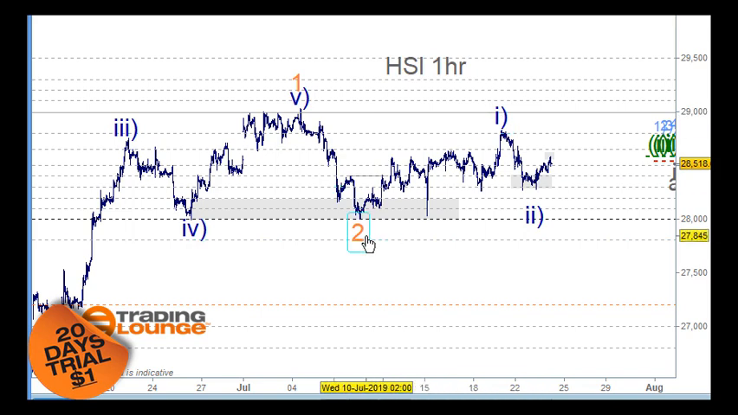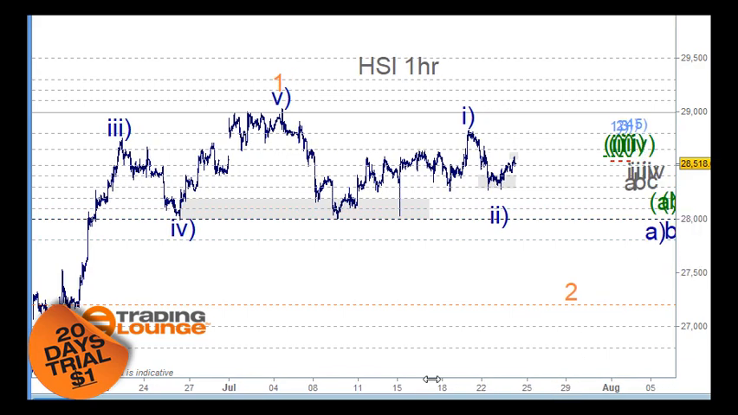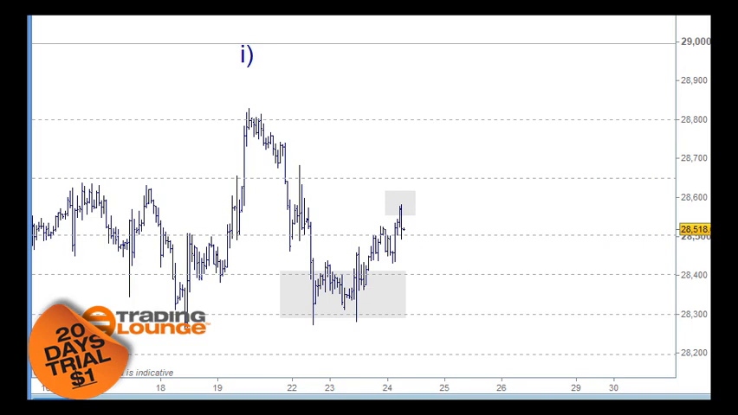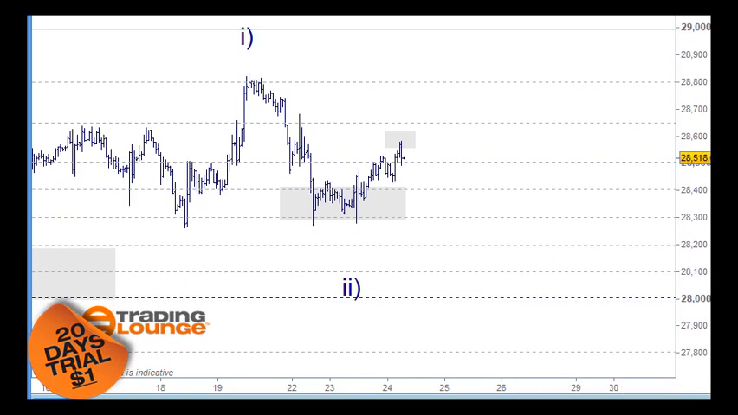It could be a B wave, and we still have this to come down here further with 1 and 2 here and 3, 4, 5 here. That's still on the cards as well here for this market. So we can have it rejecting.